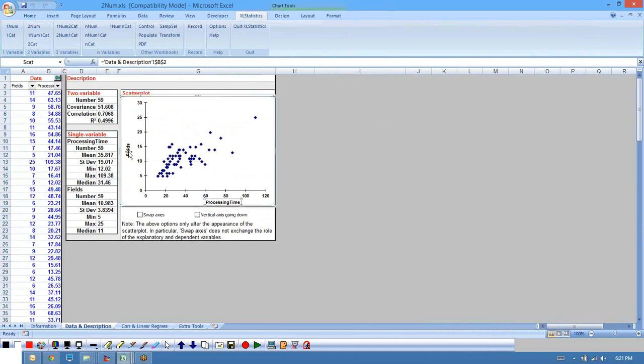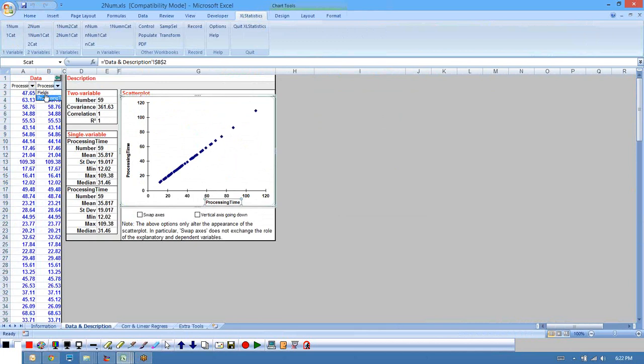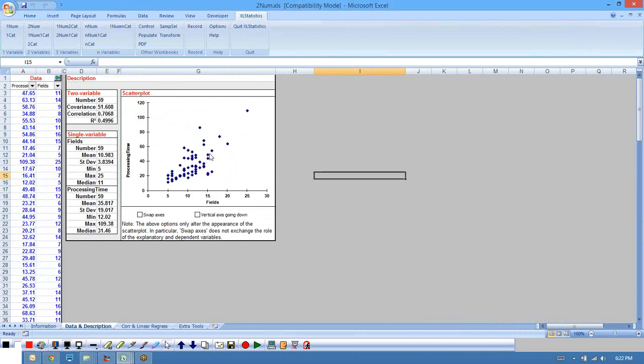And again, we have to make sure that we have the X and the Y right. In this case, processing time is the Y, and fields is the X. Looks pretty good. We do have an outlier there that we probably would want to check out in real life. And maybe we even have a group of things right there that we might want to check out in real life.